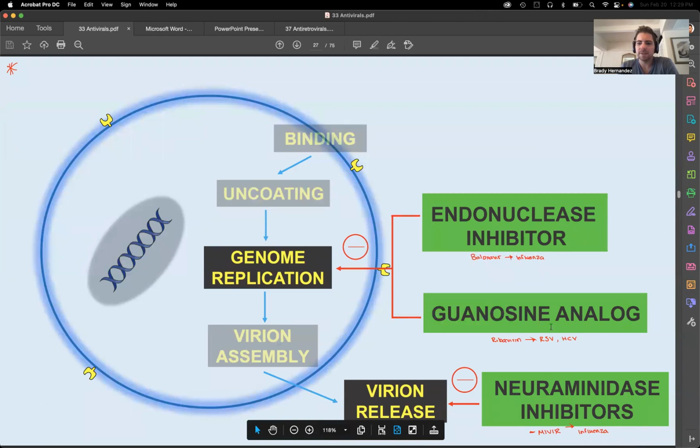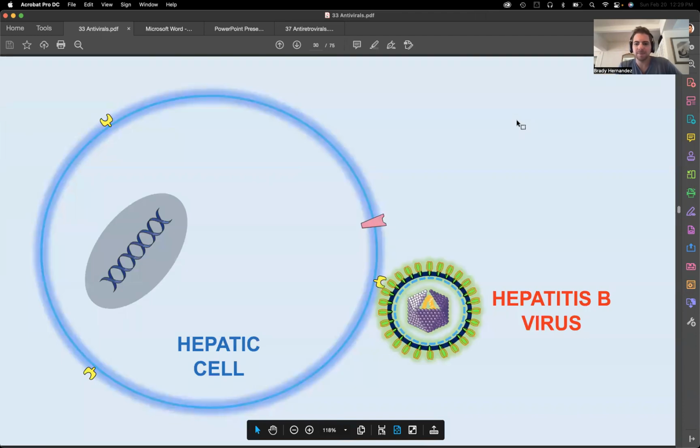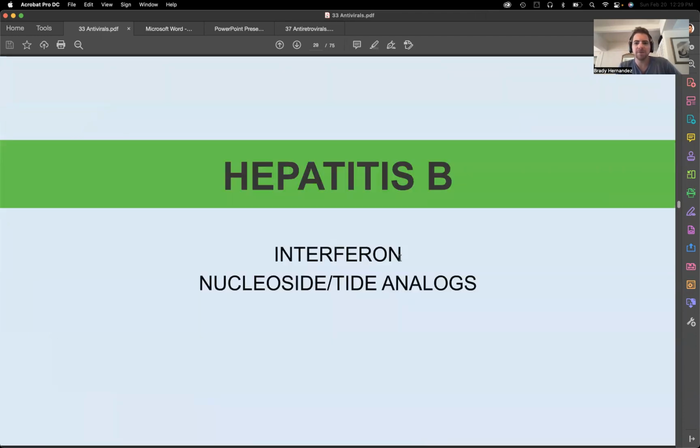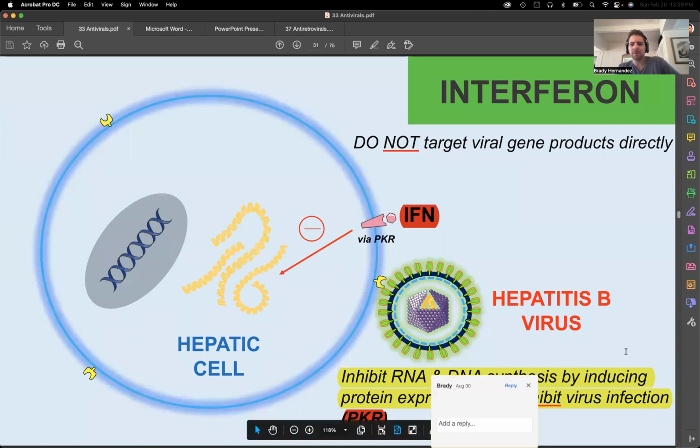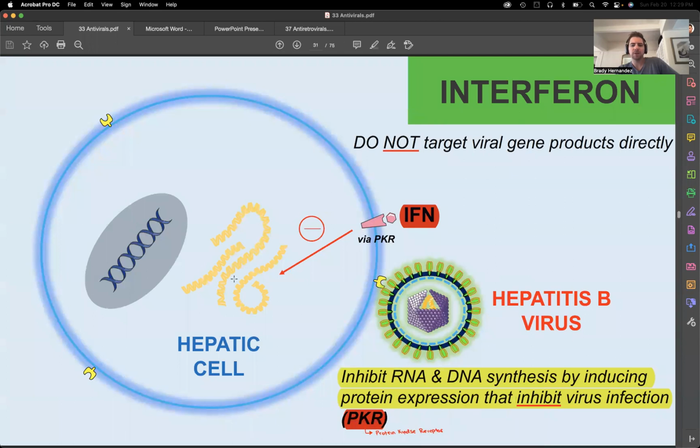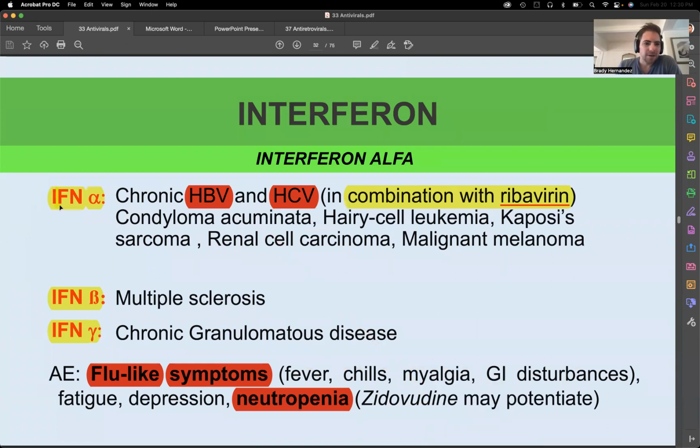All right, and then this is a good little summary for it, okay? These two for influenza, guanosine analog, ribavirin, right? Hepatitis B has its own set of things, interferon alpha, I believe, is what you use here. It inhibits viral infection, inhibits RNA and DNA synthesis by inducing protein expression, right? So this protein will inhibit the synthesis, excuse me. Yeah, here it is, interferon alpha. So you can give it for hepatitis B and C with ribavirin, okay?